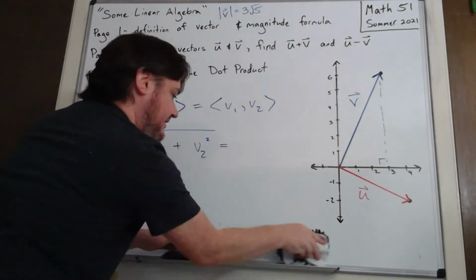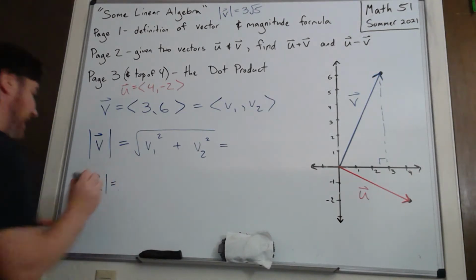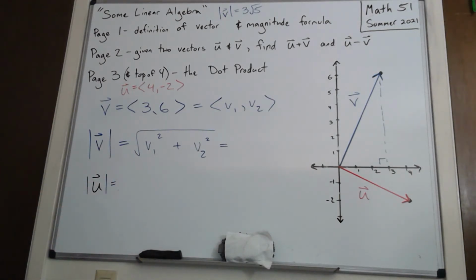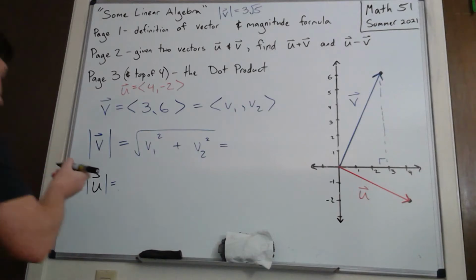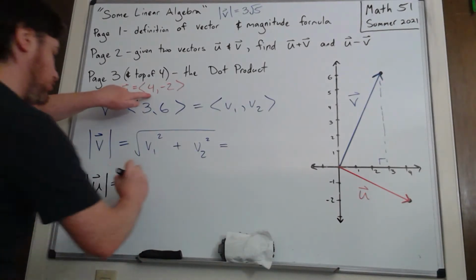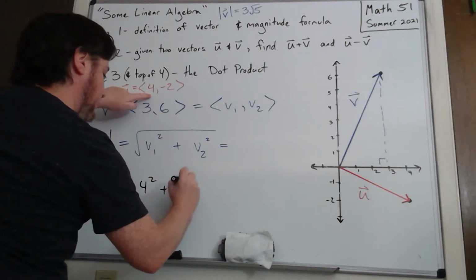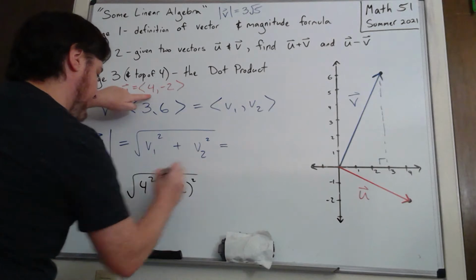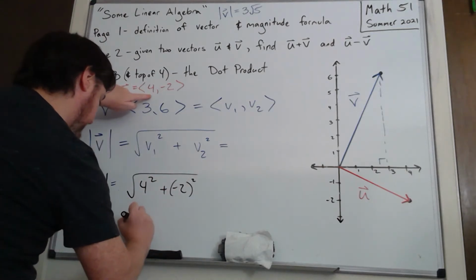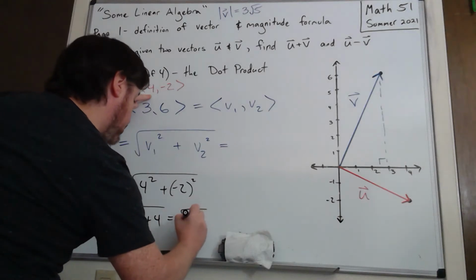Let me do it right here. And so the length of u, you can say the length or the magnitude, I won't really say absolute value, but the length or the magnitude of my vector u is going to be 4 squared plus I've got a -2 here squared, and then the square root of that. So I've got 16 plus 4 is square root of 20.